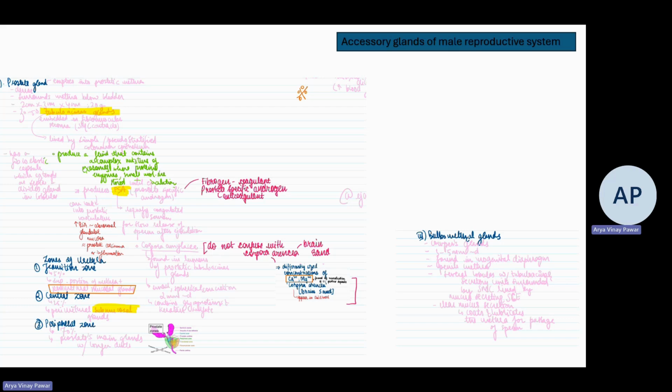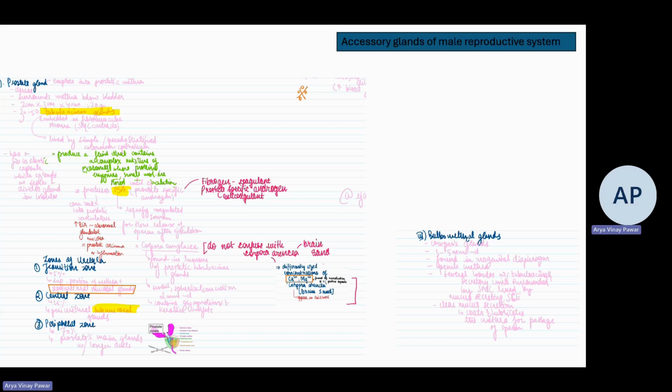What the prostate gland does is produce the prostate-specific antigen, which liquefies the coagulated semen that has been released after ejaculation. So the fibrinogen released by the seminal vesicle is a coagulant, whereas the prostate-specific enzyme released by the prostate is an anticoagulant, right? And in older people, if there is a high amount of prostate-specific enzyme, it can lead to prostatic carcinoma.